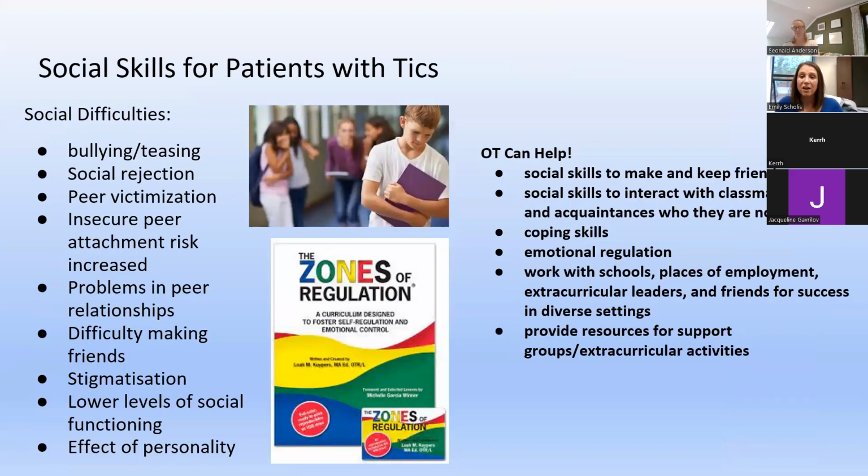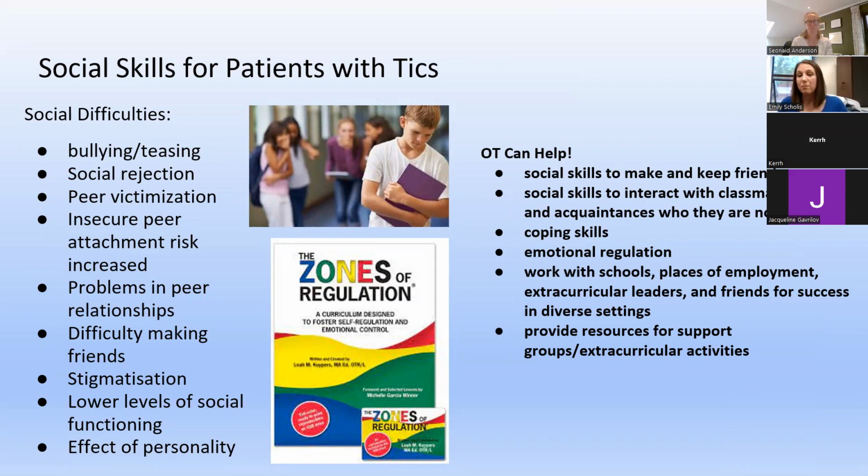So social skills. Obviously, kids are going to face sometimes maybe bullying, teasing, feeling social rejection, victimization, and then insecure peer attachment risk is increased. Problems in peer relationships or difficulty making friends, stigmatism, being that kid or that person at work, and the effect that it might have on personality, all those different things that OTs can kind of help with.